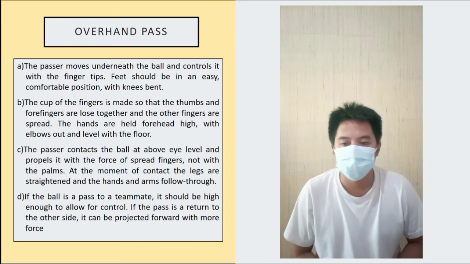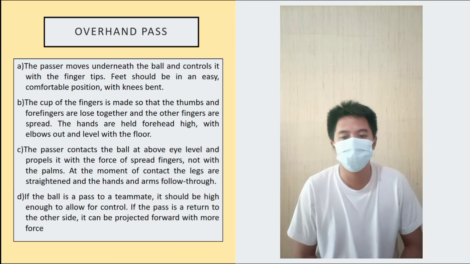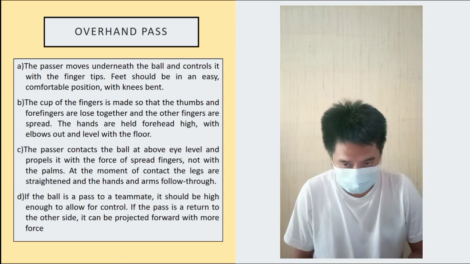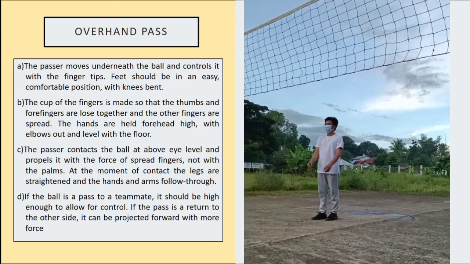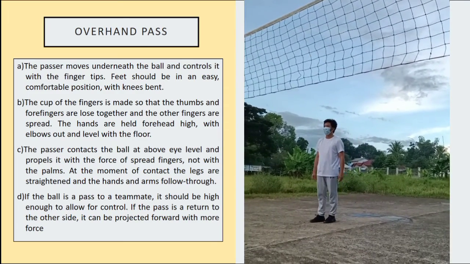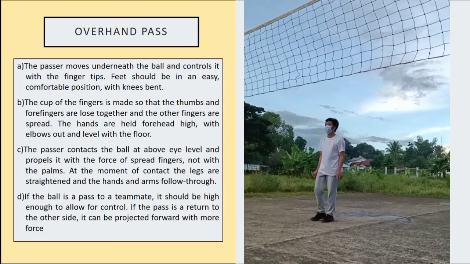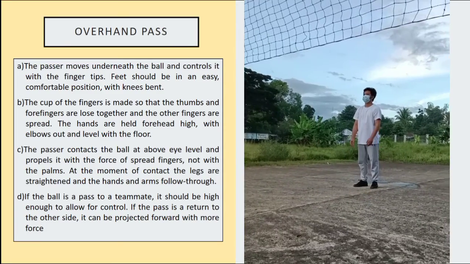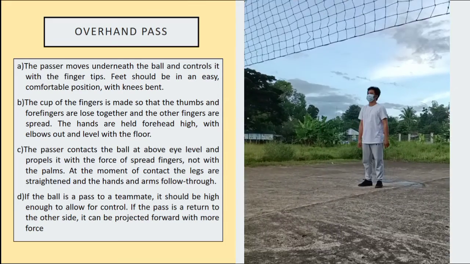Overhand pass. The passer moves underneath the ball and controls it with the fingertips. Feet should be in an easy, comfortable position with knees bent. The cup of the fingers is made so that the thumbs and forefingers are loose together and the other fingers are spread. The hands are held forehead high with the elbows out and level with the floor. The passer contacts the ball at above eye level and propels it with the force of the spread fingers, not with the palms at the moment of contact.